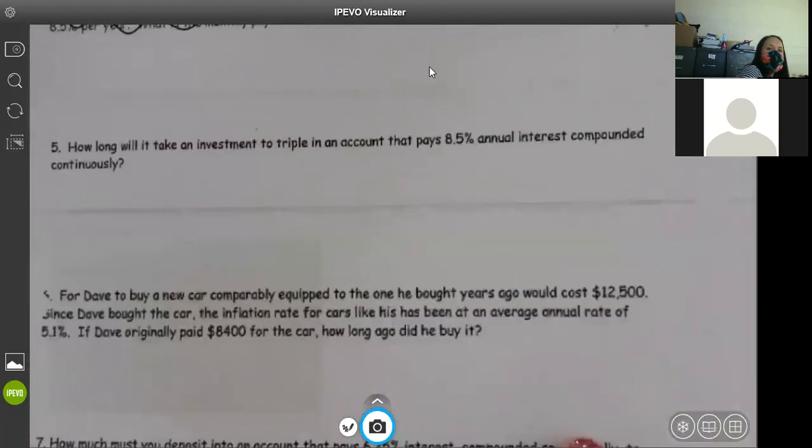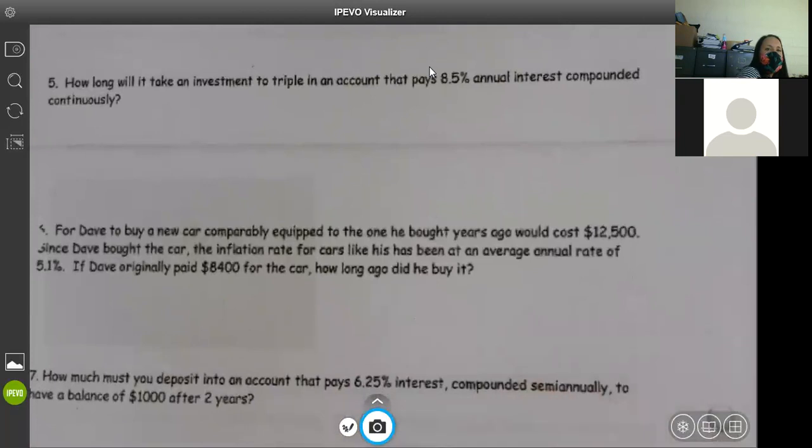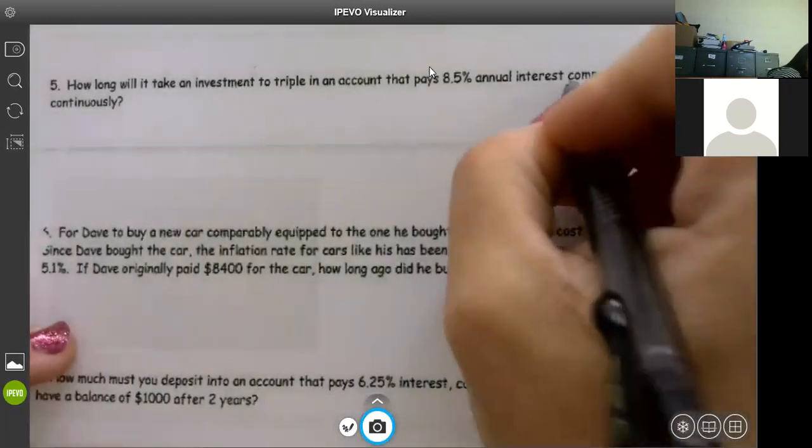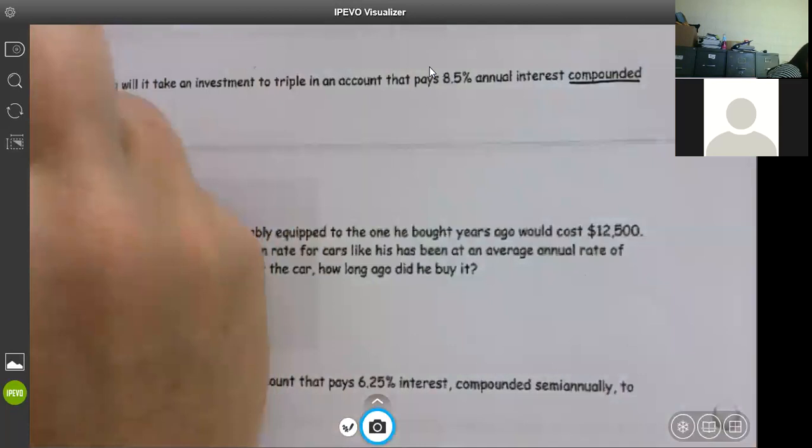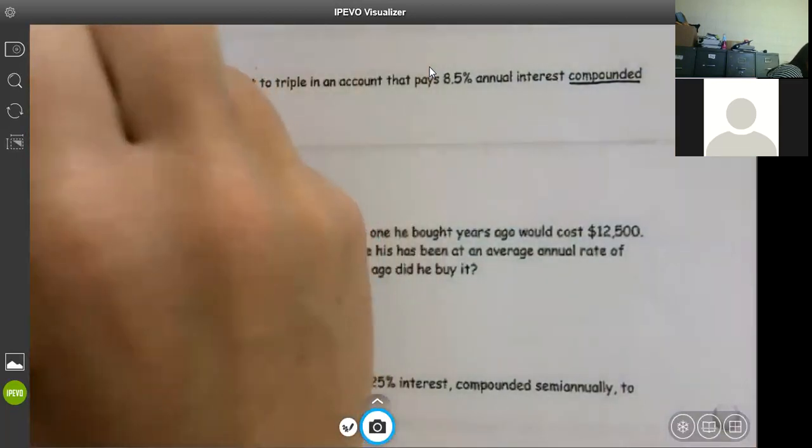And now this one is going to be a little bit different. How long will it take an investment to triple in an account that pays 8.5% annual interest compounded continuously? So let's start with our formula. Which formula am I using? PERT.